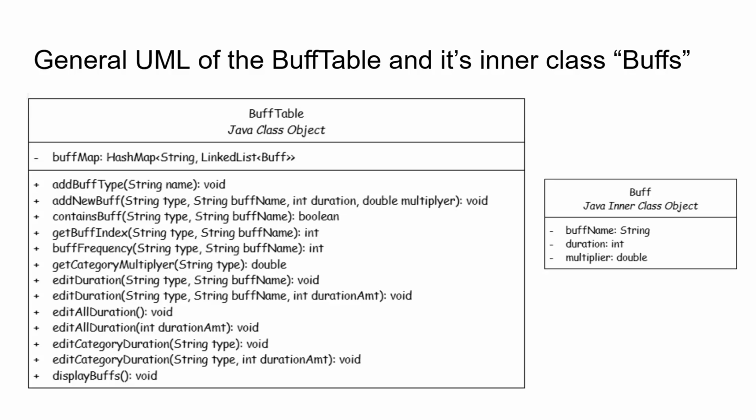To explain, my data structure stores a hash table that reads a string and returns a linked list of buffs. Buffs is an inner class in my BuffTable Java project. Buffs stores a name, a duration, and a multiplier, which we can directly call due to it being an inner class. The constructor initializes the hash table.